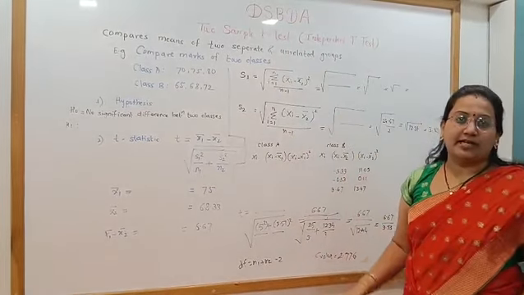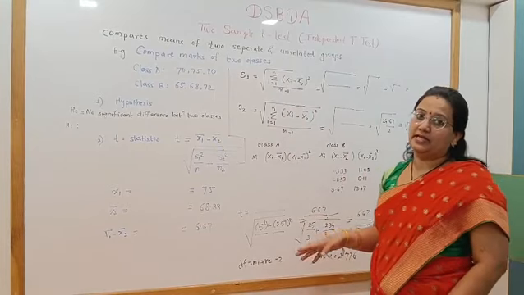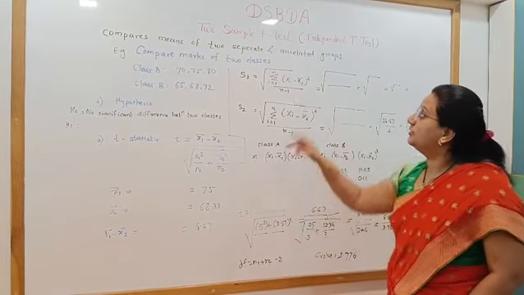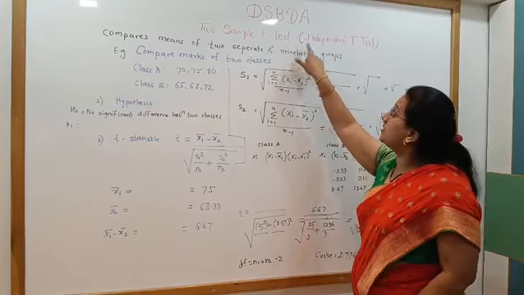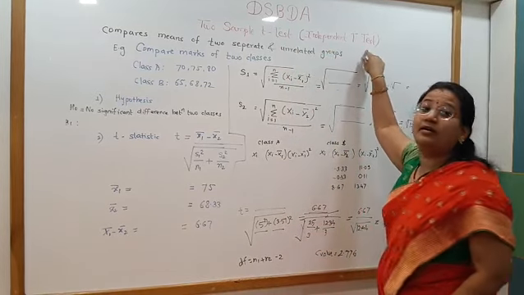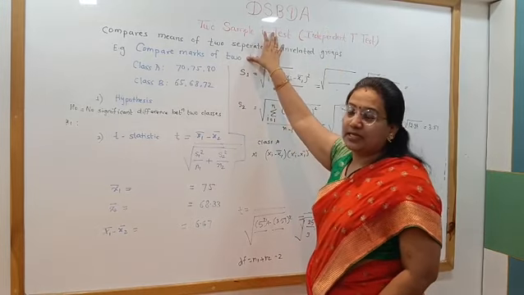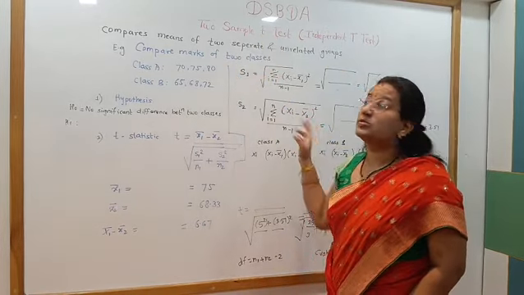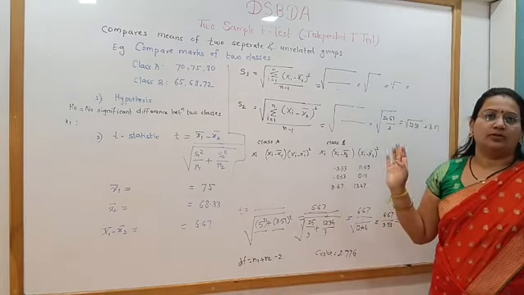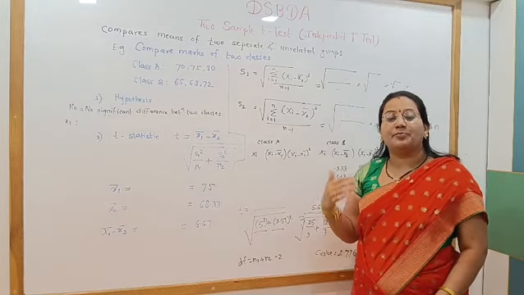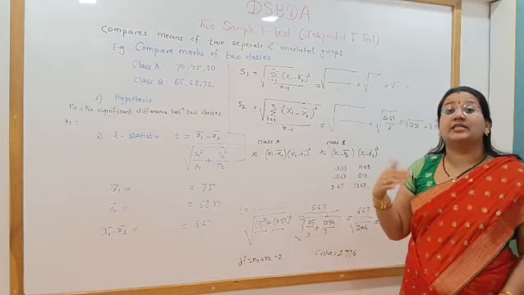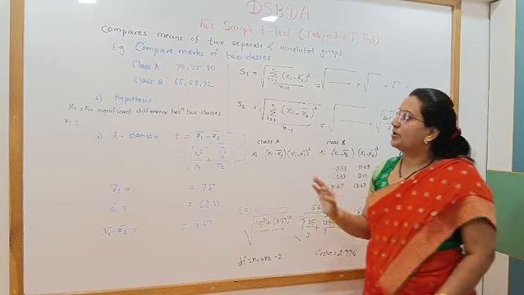There are three types of t-test: one sample t-test, two sample t-test and the paired t-test. Today we learn the two sample t-test. This test is also called the independent t-test. The use of this test is to compare the means of two separate and unrelated groups. The two classes we will compare their means and check whether they are significantly different or not.